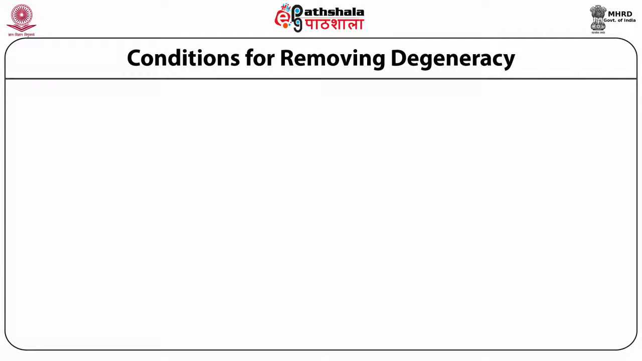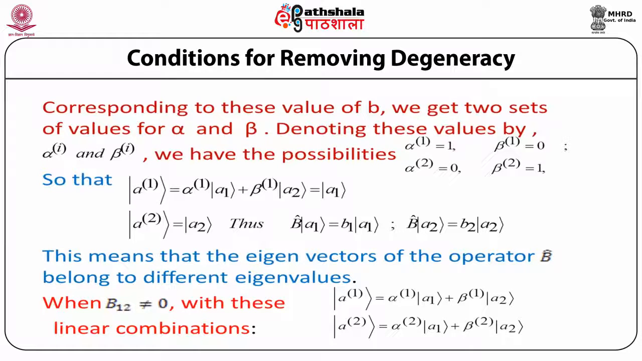Conditions for removing degeneracy. Now, corresponding to these values of B, that is, B1 is equal to B11 and B2 is equal to B22, we get two sets of values for alpha and beta. Denoting these values of alpha and beta by alpha 1 and beta 1, we have the possibilities alpha 1 is equal to 1, beta 1 is equal to 0, alpha 2 is equal to 0, beta 2 is equal to 1. So that we can write ket vector A1 is equal to alpha 1 ket vector a1 plus beta 1 ket vector a2 is equal to ket vector a1. Ket vector A2 is equal to ket vector a2.